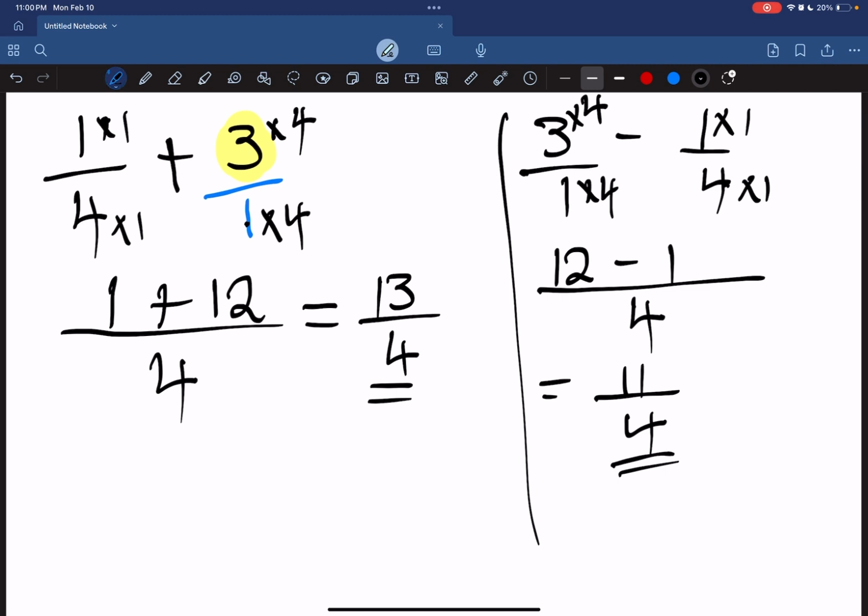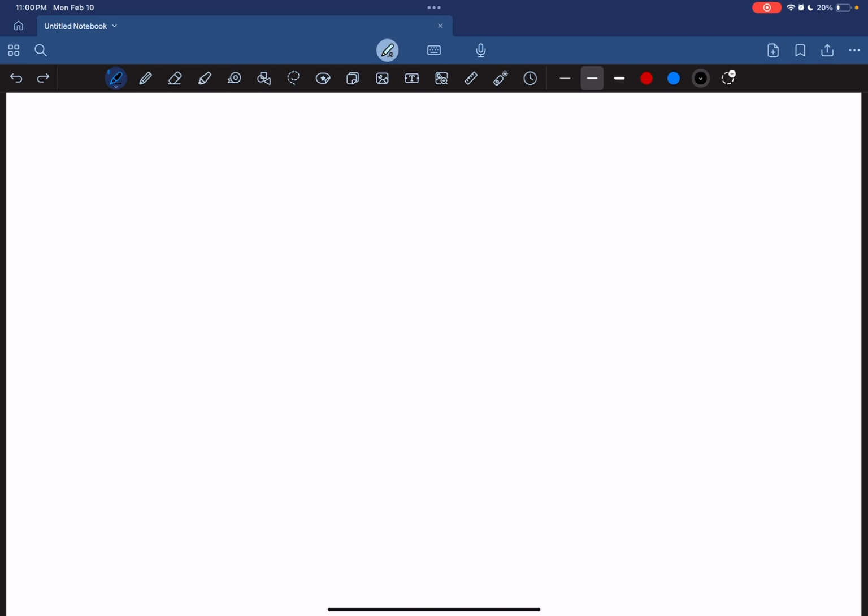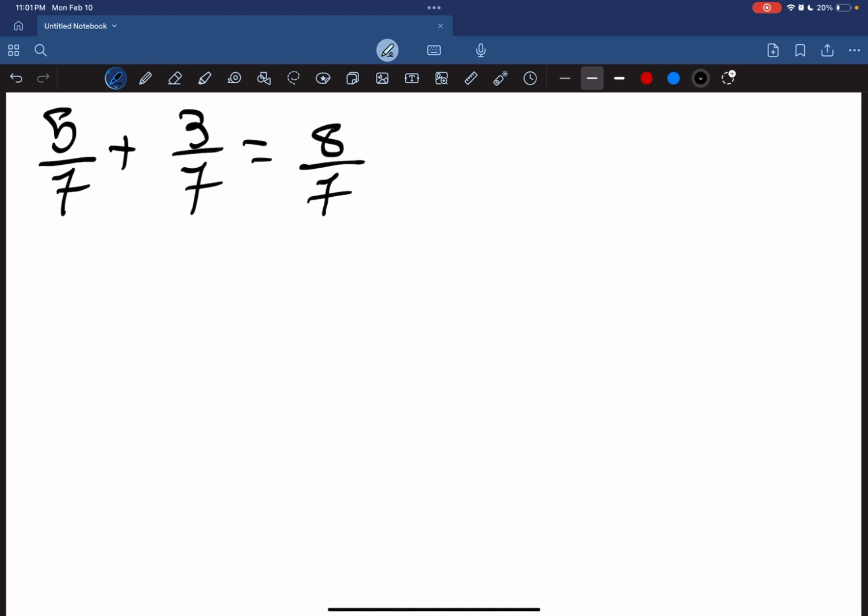Let's do a simple review of what we've been doing. We're doing fractions, and if we have fractions with a common denominator, say 5 over 7 plus 3 over 7, and I'm supposed to add this, the denominators are the same, so let's write it back. All I need to do is just add the numerators. 5 plus 3, that's 8. This cannot be reduced, so this would have been my final answer.